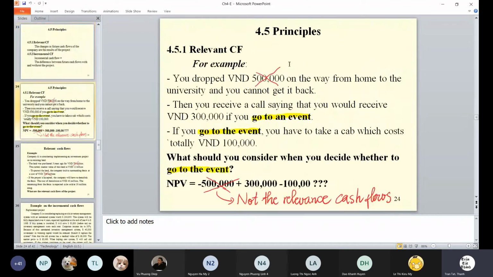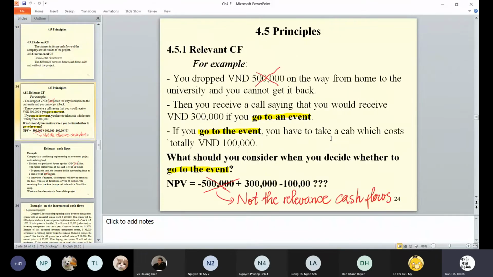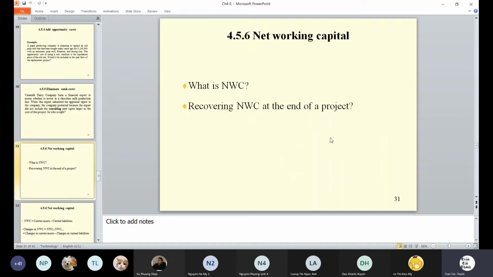The relevant cash flow should be the cash flow which is the result of the project. The change in the future cash flows that are the result of the project is the relevant cash flow. Okay, so that one is done.